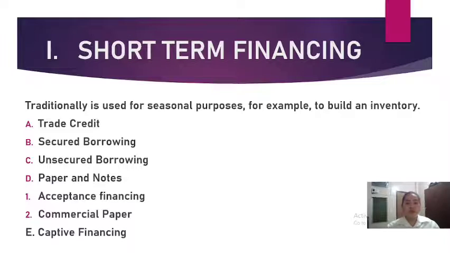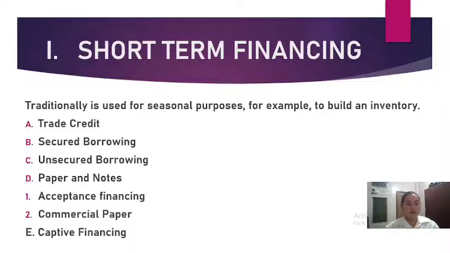So in short-term financing, we have trade credit, which means it is a loan extended by one trader to another when goods and services are bought on credit. Second is secured borrowing. It means a loan in which the borrower pledges some assets as collateral for the loan, for example, property, vehicles, and cash.